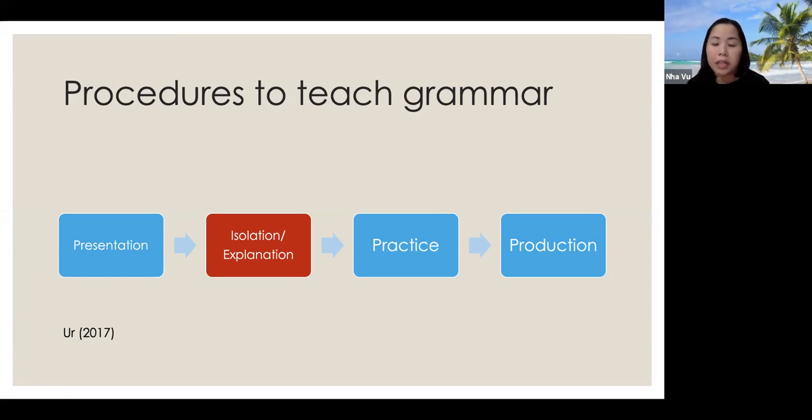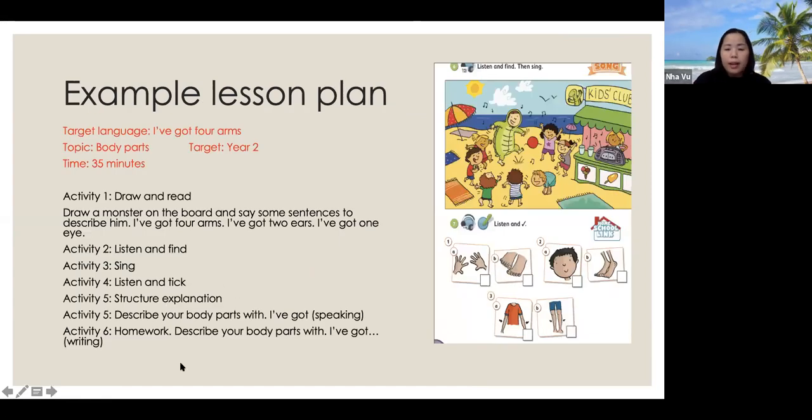So the presentation, some kind of input, and then they explain the rules in a box, and then they have some kind of practice on that. And the last part is a production, a task where they need to use the structures. To illustrate the points I have made, here is an example lesson plan. The target language is the topic about body parts, for year 2, and the time for the whole lesson is 35 minutes.